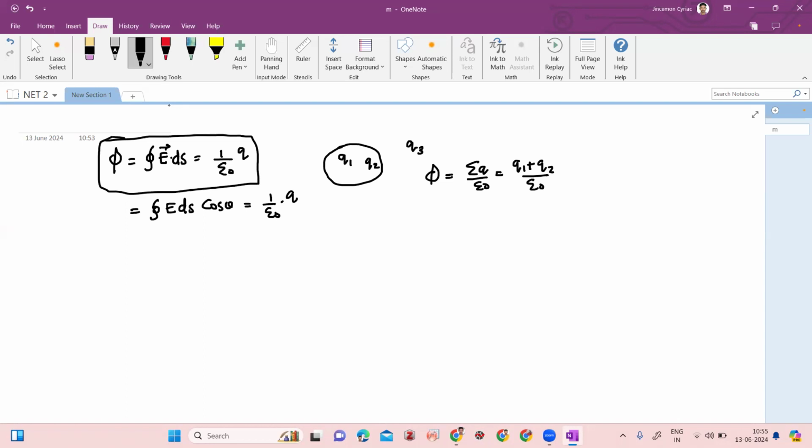So here we are doing one problem. Let's consider two uniformly charged infinite plane sheets. Let's consider this is a plane sheet which is uniformly charged with plus Q, or positive Q. Then we can write plus sigma as the charge density.